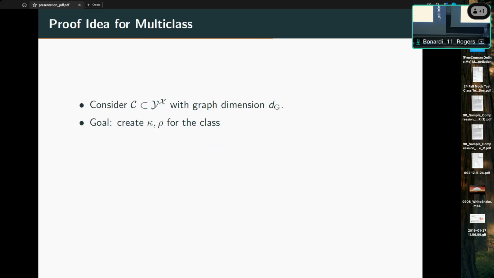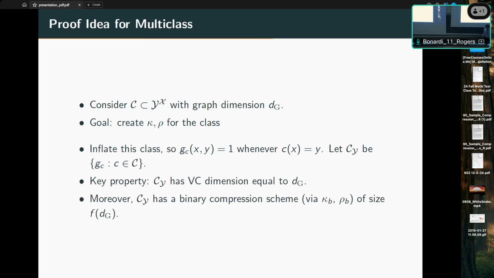So let's say we have a concept class with a certain graph dimension, and the goal is to create a compression scheme for this class. And our assumption here is that for binary classes, we have a compression size of f of VC. So our strategy is to inflate this class, so convert it from a multi-class problem to a binary problem. For any concept C in the multi-class, we can consider the binary concept GC, which takes in x, y pairs, and it outputs 1 whenever C(x) is equal to y. And it's possible to show that this class has VC dimension equal to the graph dimension of the initial class.